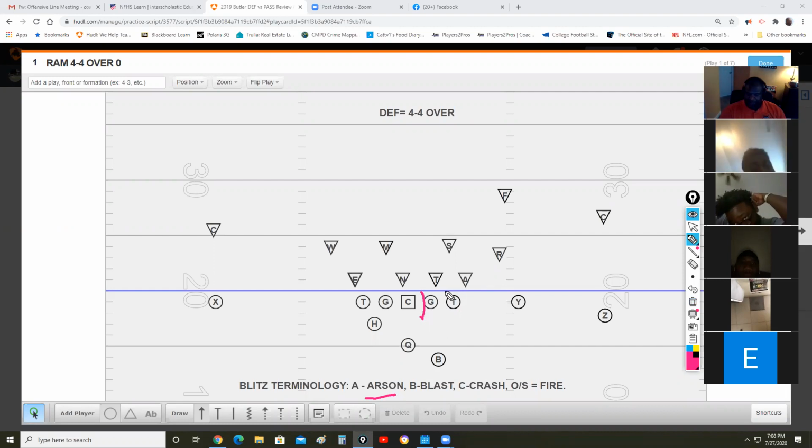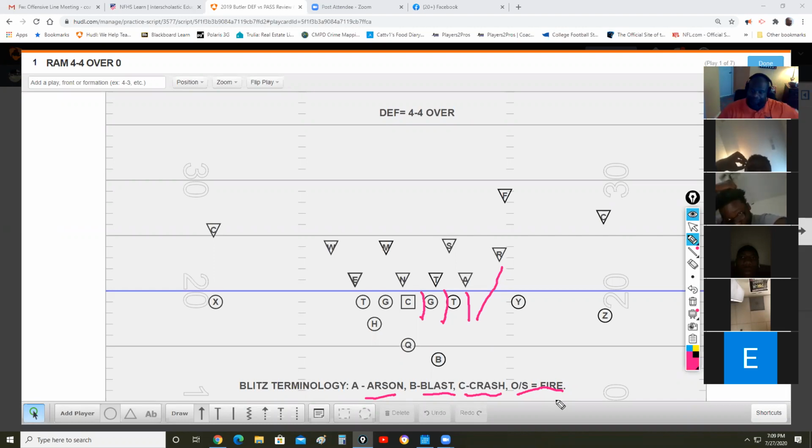The way we delineate blitzes is a blitz that comes in A gap, we call it arson. A blitz that comes in B gap, we call it blast. A blitz that comes in C gap is crash. And anything that comes from outside the box, we call fire. The way you can remember it: arson, A; B, blast; C, crash. If you can't remember fire, fire burns the edges. So that's the way to remember that.